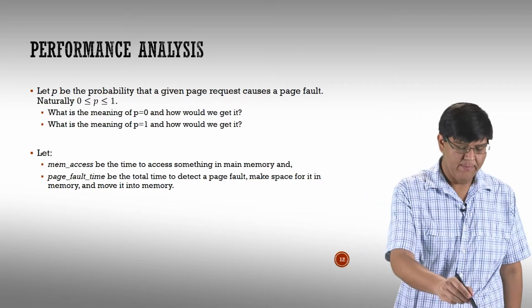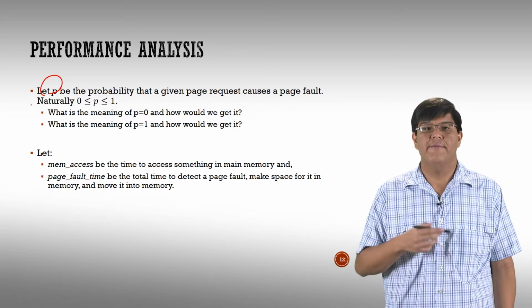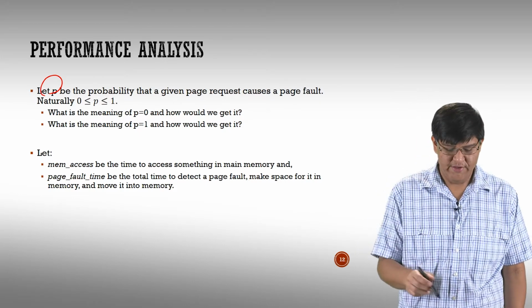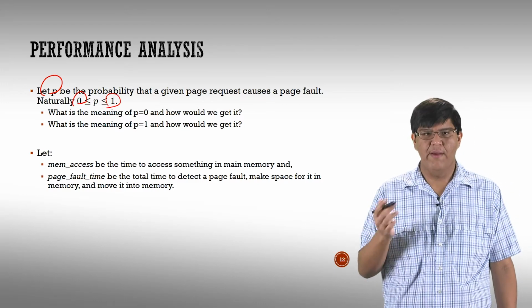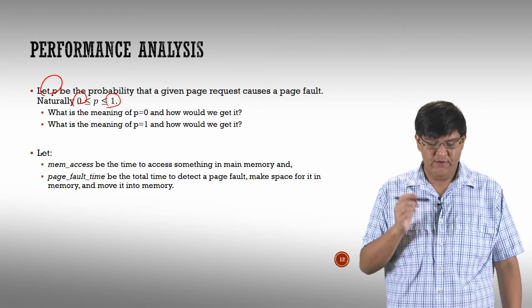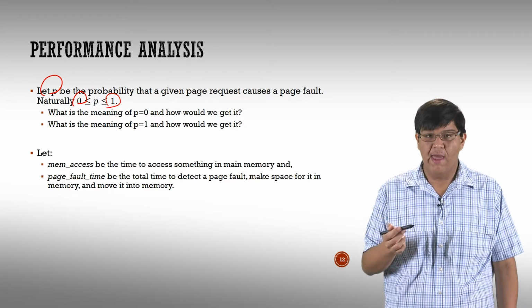First thing is we'll define P. P is basically going to be the chance that a request causes a page fault. So P, of course, is going to be between 0 and 1. That's my bounds, it's a probability. So here's a question for you guys. Think about it for a second. What is the meaning of P equals 0, and how do we get it?